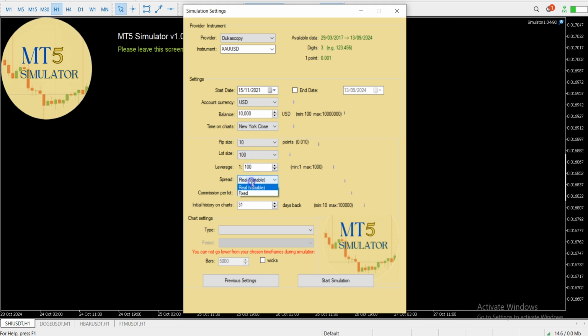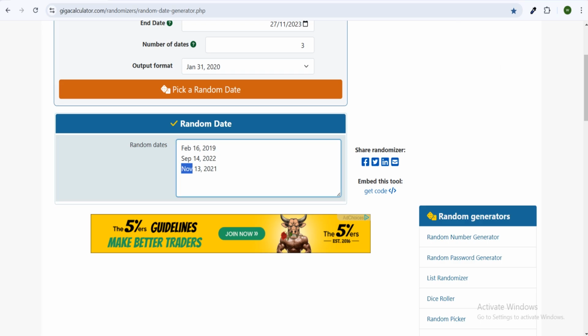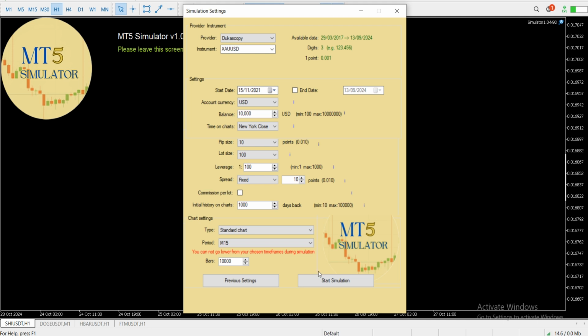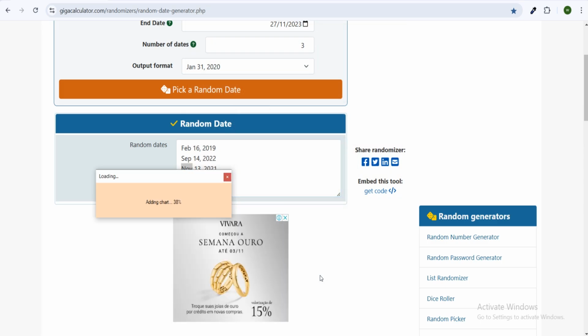New York close, spread will be fixed, right here, 1000. Type will be standard. And let's start the simulation. Please select period. I have selected the period. Okay, yeah, it's talking about this one. Let's start and see whether we can make some gains in this backtesting session or not.